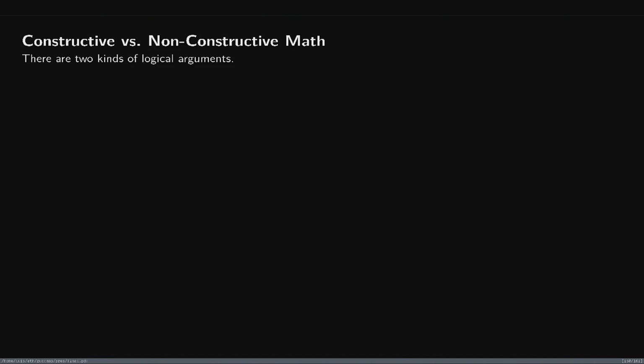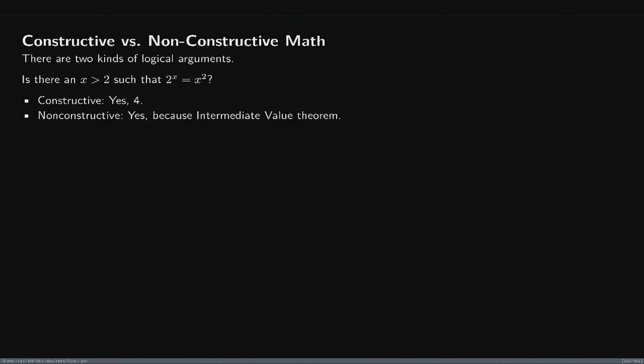Now, we're pretty much at the end, and I just want to give some maybe philosophical notes, more or less, or some practical notes, about constructive versus non-constructive math, and the nature of how Lean is a computational logic framework. Let's consider the following question. Is there an x greater than 2 such that 2 to the x is equal to x squared? You can make 2 arguments and 2 proofs for this.